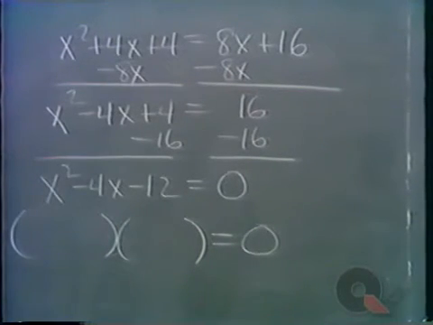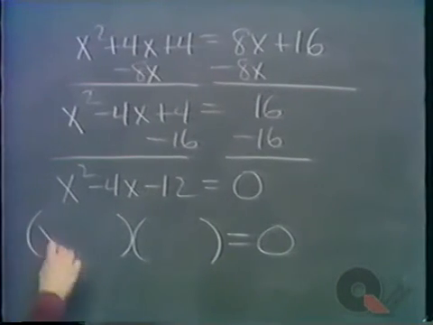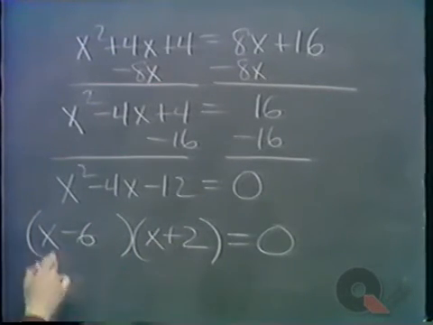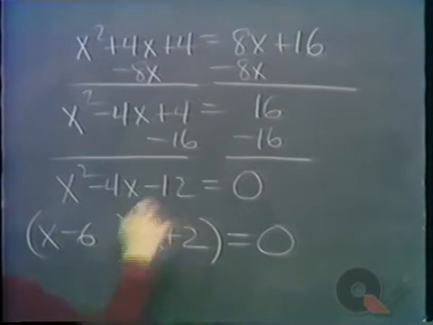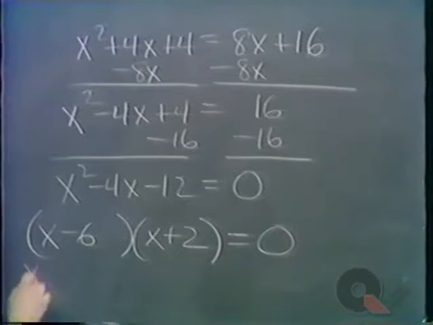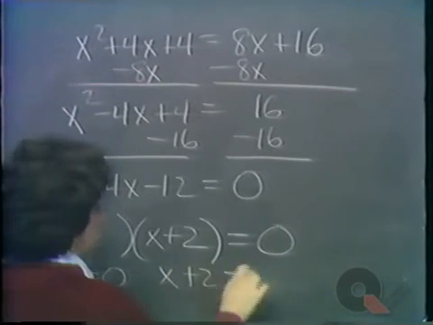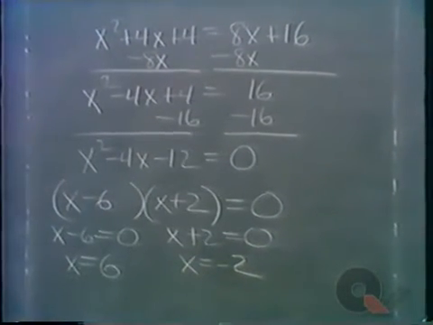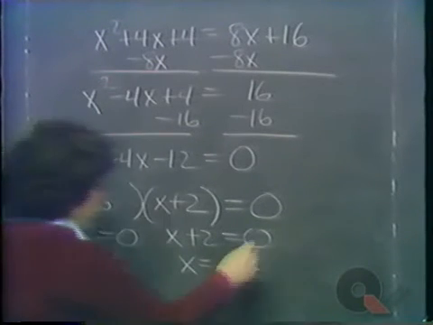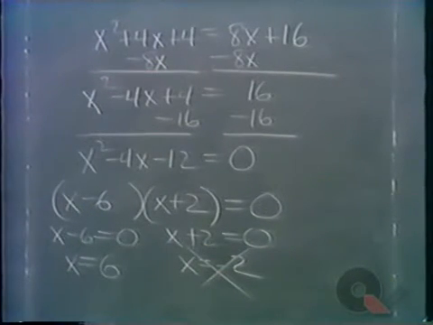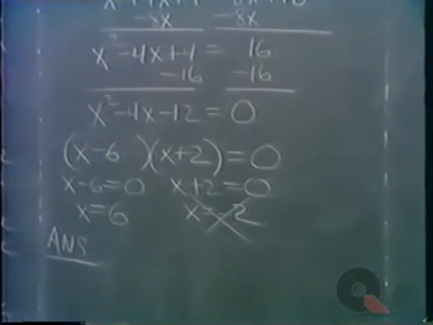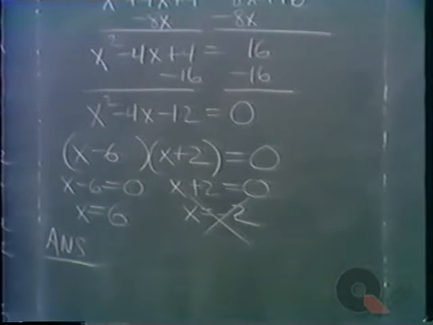We are looking for two numbers which multiply to minus 12 and add to minus 4. So we're going to be using minus 6 and plus 2. x squared plus 2x minus 6x, that gives us minus 4x minus 12. We get x minus 6 equals 0, x plus 2 equals 0, x equals 6, and x equals minus 2. Since x represents the length of a side, we will reject the negative value, giving us our answers for x, x plus 2, and x plus 4, the lengths of the sides of the triangle.